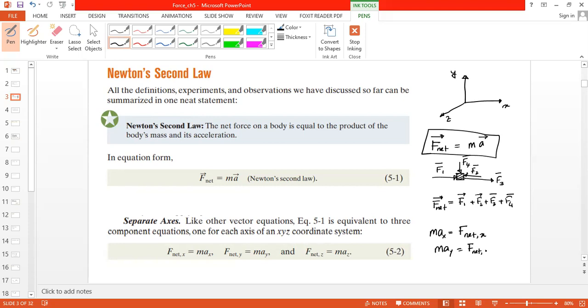This is the y component of net force, m a_z equal to F net of z. That means when we are dealing with a 2 or 3-dimensional system, we have to consider each axis separately, each of them separately, like x direction, y direction, and z direction. So this is basically the second law of motion.